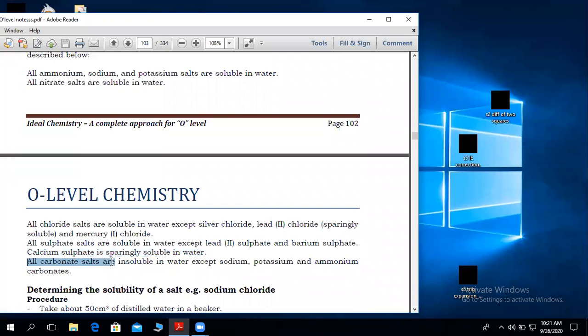All carbonates are insoluble except the ones of group 1, because we said all sodium, potassium, ammonium, they are soluble in water. So all other carbonates are insoluble. And that brings you back to the other question I had asked you, to prepare lead-2 carbonate. And many people were just writing nonsense. Lead-2 carbonate is insoluble in water. So it should be prepared by double decomposition or precipitation. Yes.